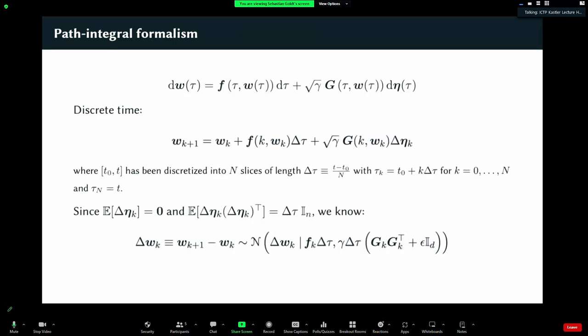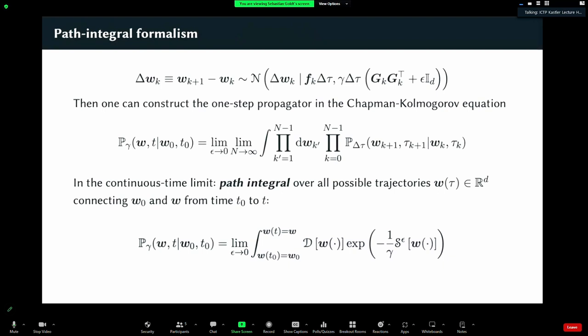And then we go to discrete time. Since we have a Brownian motion, here is eta, we know that's a Gaussian process. So we can write the distribution of the displacement. We know that it's a Gaussian with first moment fk, the time step, and the second moment is also known. Here we put a regularization parameter, just in case we have zero eigenvalues, so I won't go into details now.